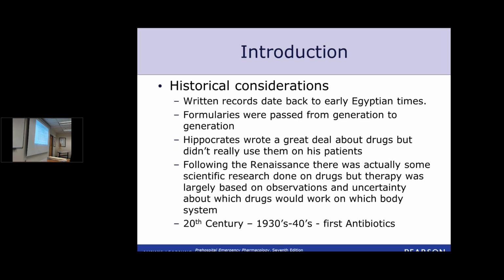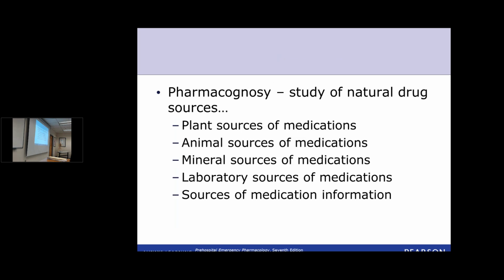Dating back, I'm not going to go through all this, but pharmacology and medications have been around for a long, long time. What's been used in modern medicine started in about the 1930s or 40s, when the first antibiotics were delivered. Pharmacognosy, then, is the study of natural drug sources, to include plants and animals and minerals. So you can have over-the-counter and prescription-type drugs along the way that can be made up of these natural resources.